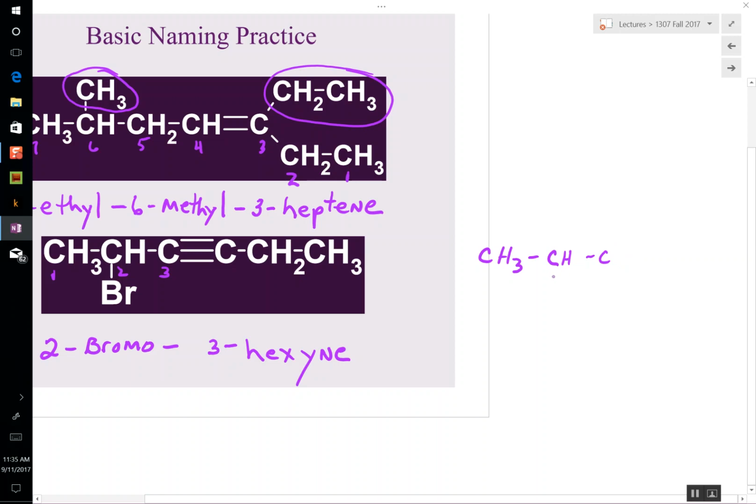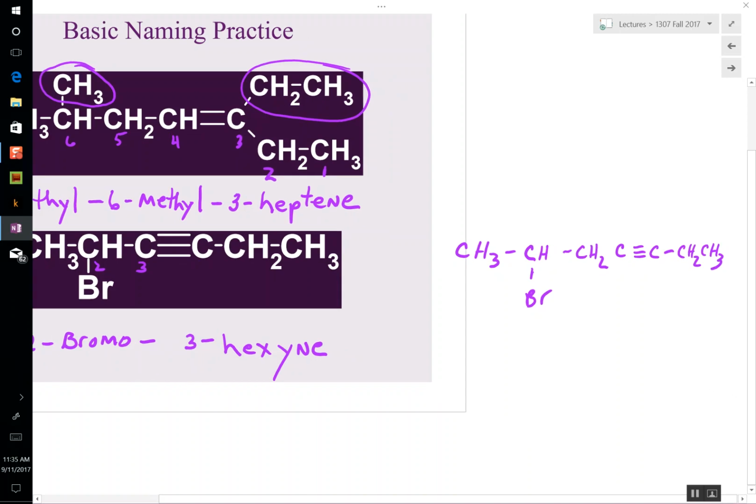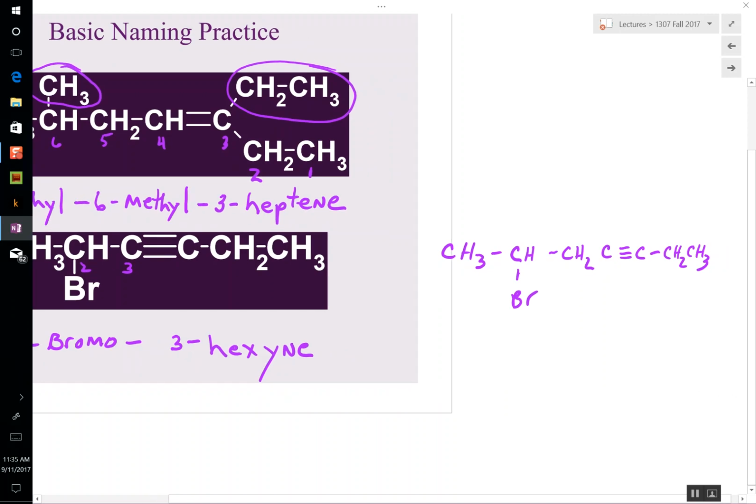I'm trying to modify this a little bit here. Okay, let's look at that one. Now what's the longest chain? 7. All right, so that's 7 carbons long, so it's going to be heptyne.